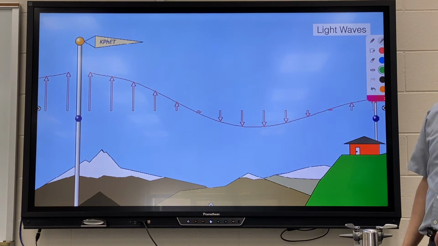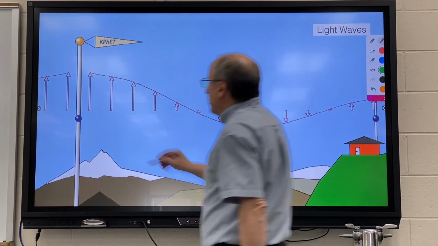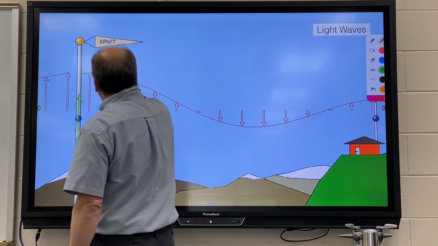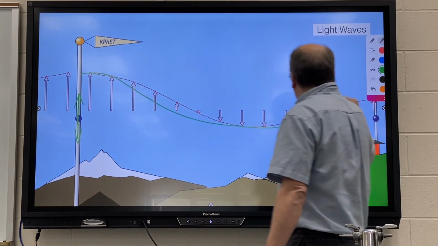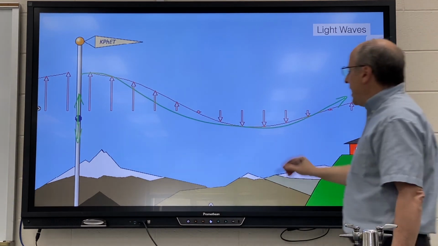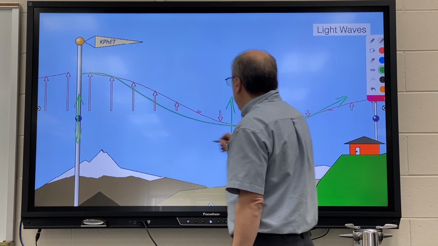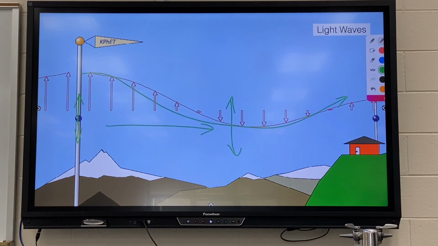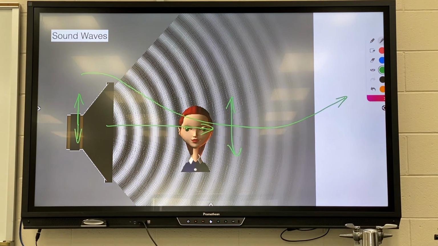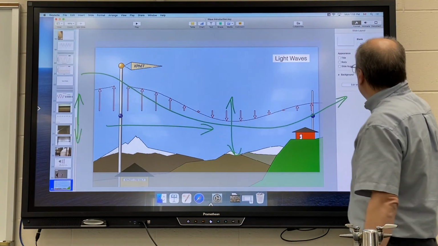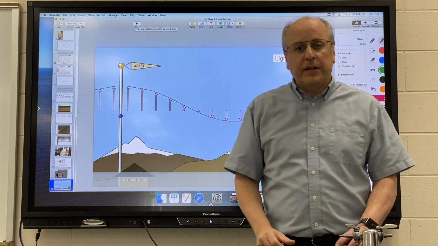And then with a light wave, it's transverse. So you'll have your electron oscillating up and down. The electric field around the electron will be oscillating. And it will be oscillating up and down as the energy is traveling away from the source. Transverse for light, longitudinal for sound. Okay, so that's it for your different types of waves.